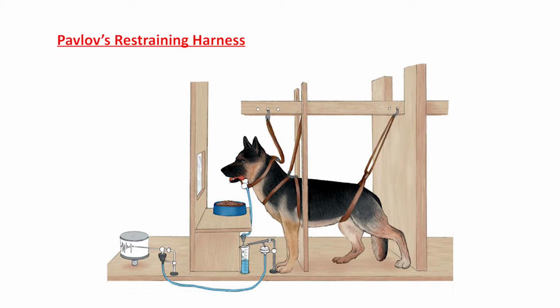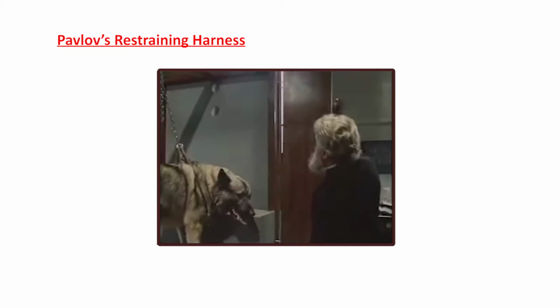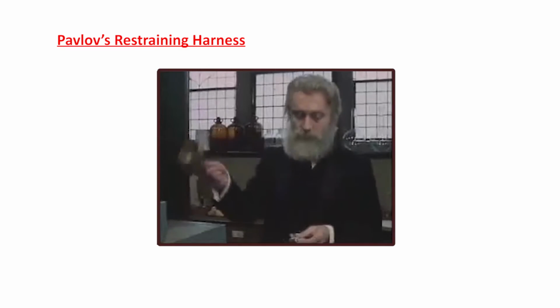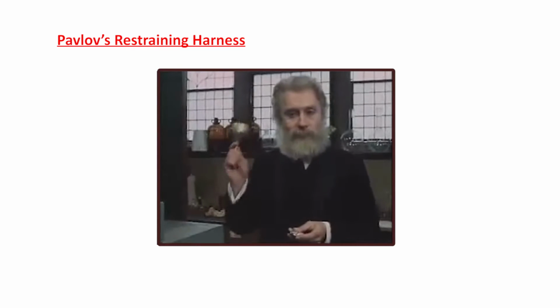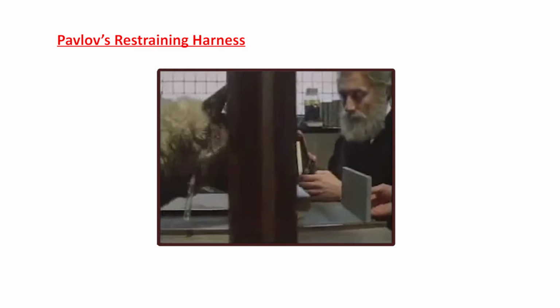Now, look into the figure which shows Pavlov's restraining harness. Pavlov's experiment was carried out by placing a dog in a restraining harness. A stimulus, the sound of a bell, was presented at regular intervals, and then the dog was provided with some food.